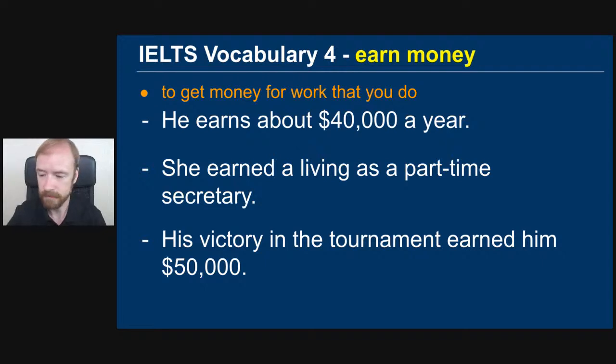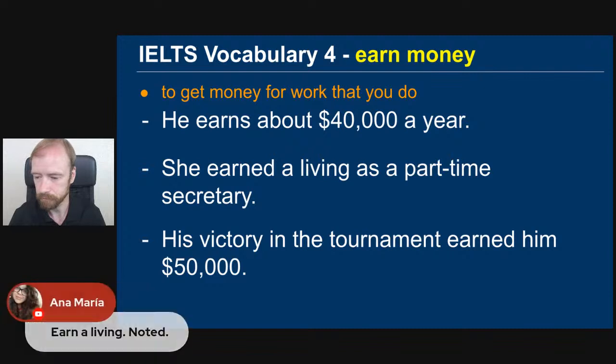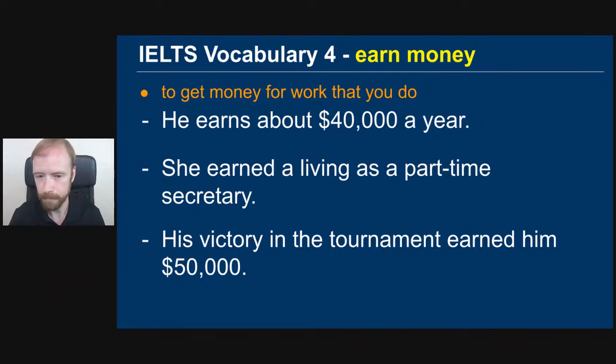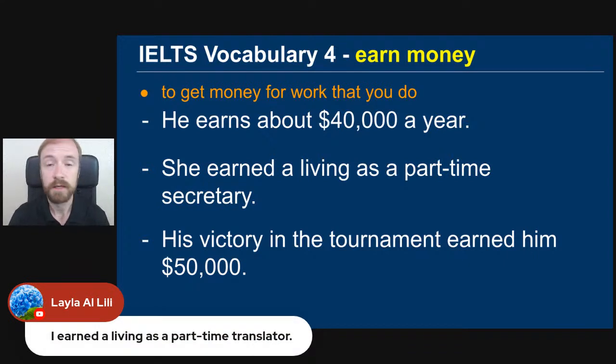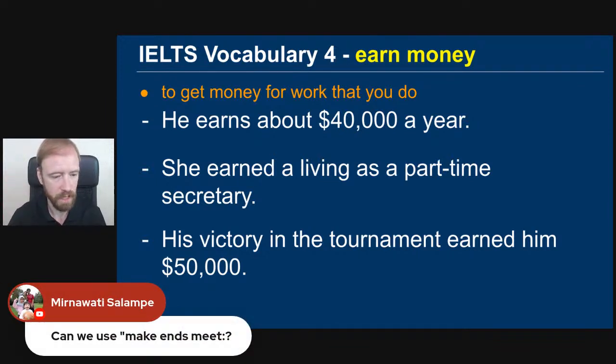You earn a living. Yes. You receive money. You earn a living. Noted. I earned, past tense, so not anymore, a living as a part-time translator. Yep, that would be correct. That means you made money to survive. We make, that would be an idiom, Mernawati, make ends meet. That is correct. That is a good idiom to use. But remember, for IELTS writing, we do not want to use idioms.